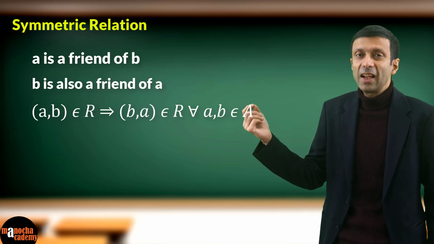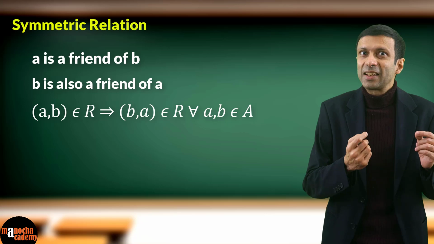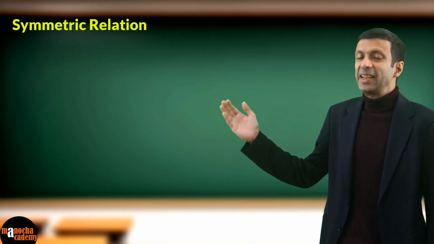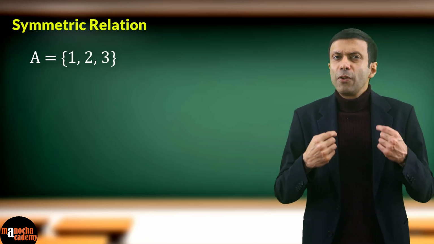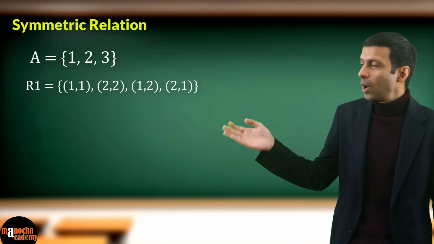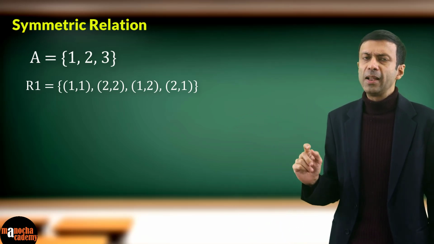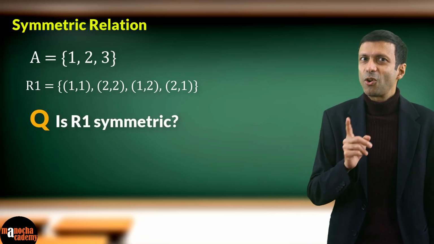Note that A and B here, the small a and b, belong to our set capital A. Let's consider another simple example with this set A containing the numbers 1, 2 and 3. If I give you a relation like this, R1, which contains (1, 1), (2, 2), (1, 2) and (2, 1), can you tell me, is this relation R1 symmetric or not?